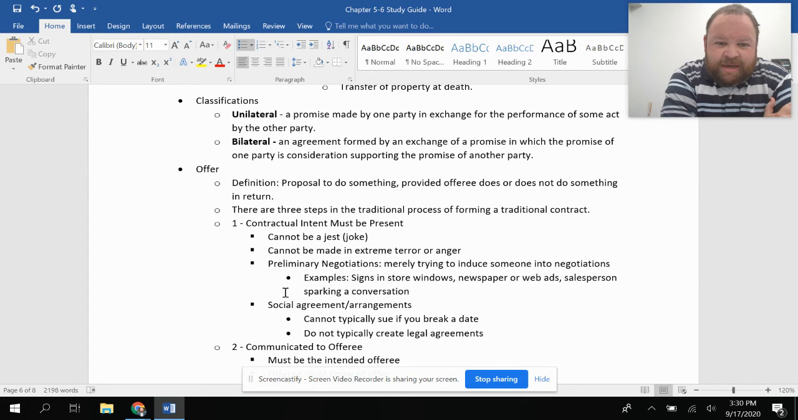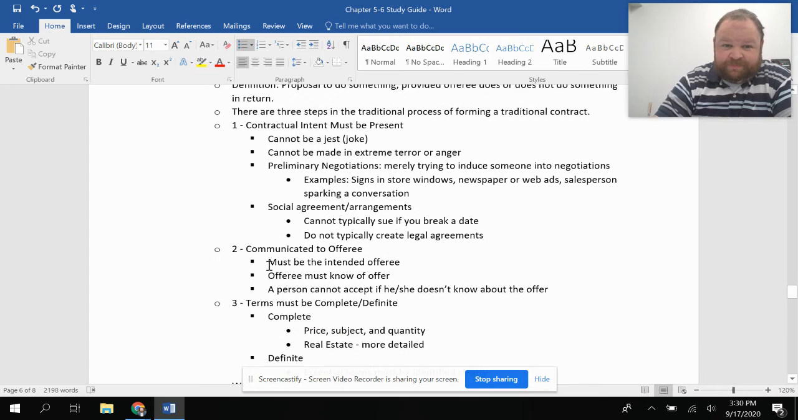Then we look at offers themselves. So the definition of an offer is a proposal to do something provided the offeree does or does not do something in return. So there are 3 steps in the offer. First is contractual intent must be present. So it's not a joke. It's not made in extreme terror or anger. Preliminary negotiations are merely that, preliminary negotiations. They're trying to induce someone into negotiating.